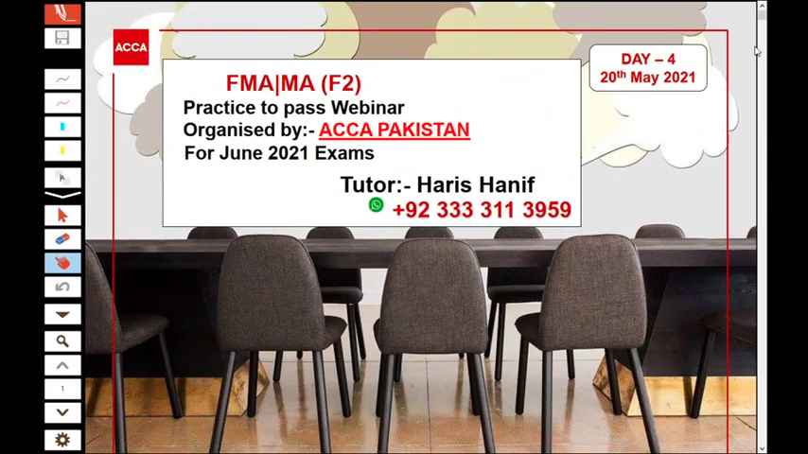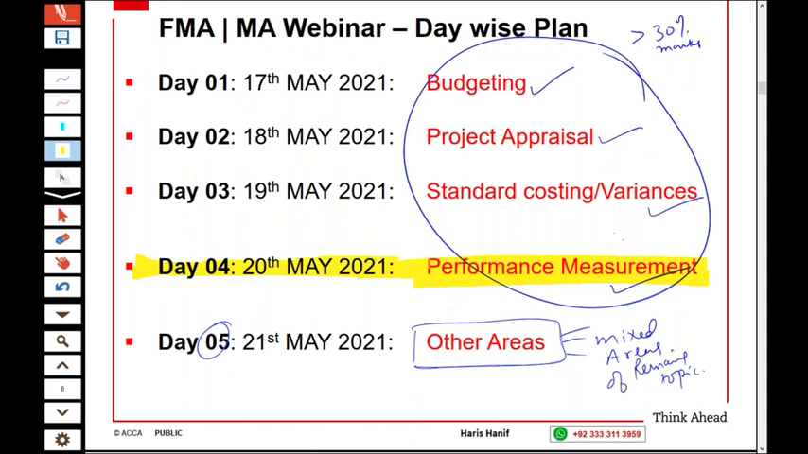I am now going to start the topic of performance measurement. The majority of the contents of this area is theoretical discussion, and it also includes calculative elements like ratio analysis and ROI and RI calculations. But the majority of the contents are theoretical in nature. To answer theoretical questions, you should have a broad mindset and a long-term thinking perspective from the side of the organization. Along with the topic, I will explain how to develop your mindset to deal with such questions.